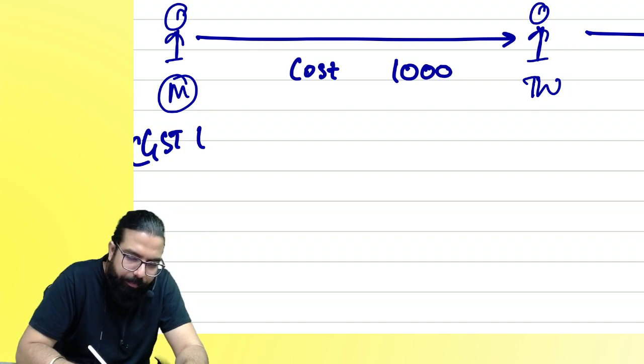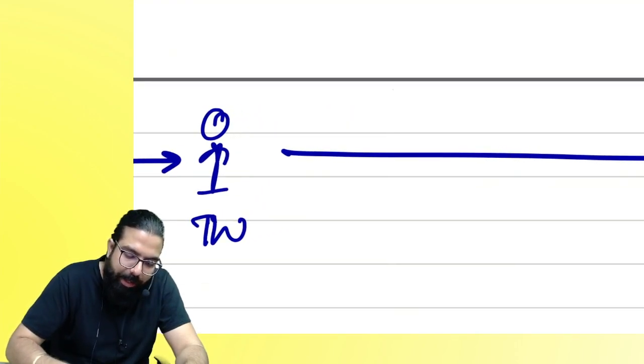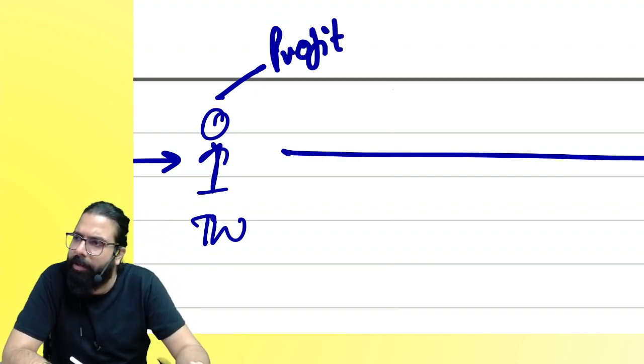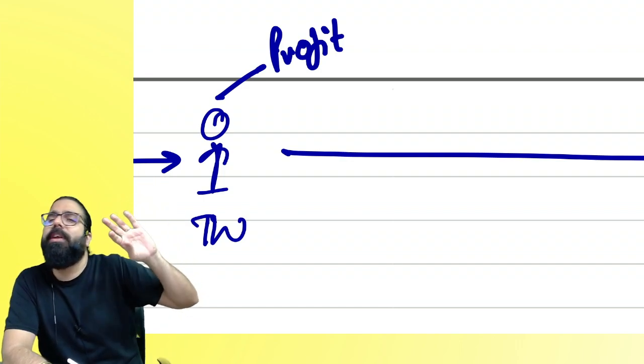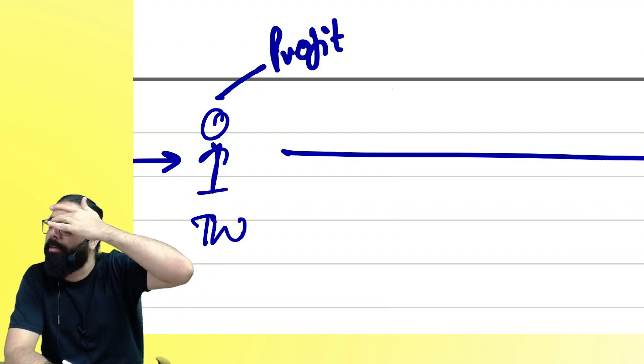CGST is 6%, SGST is 6%. I will give 6 and 6. And I am telling this guy makes a profit, or I will say rather value addition. It can be profit also, or it might be an increase. You did some further processing and you added some more cost in the goods. Are you guys able to understand it?